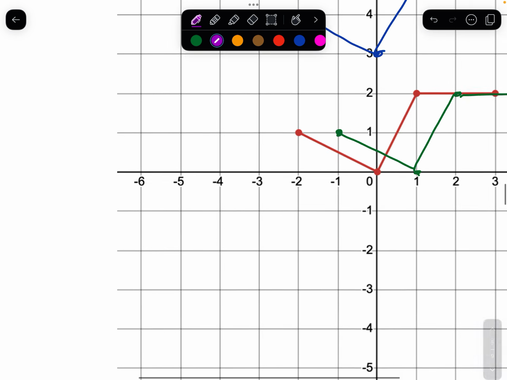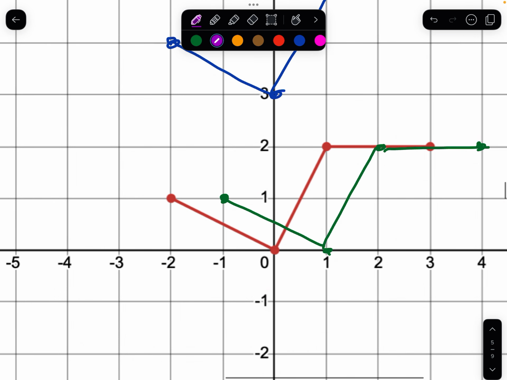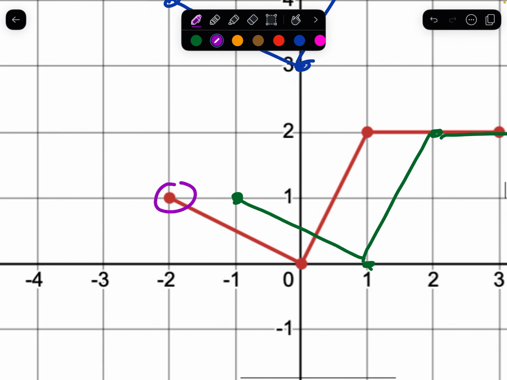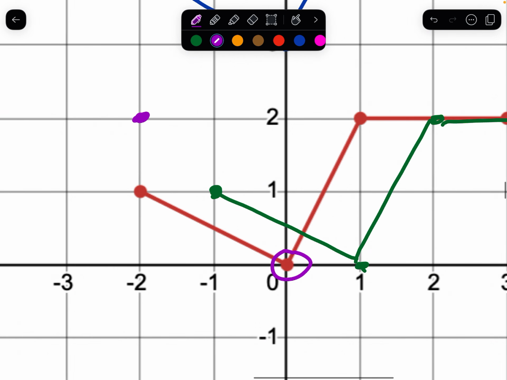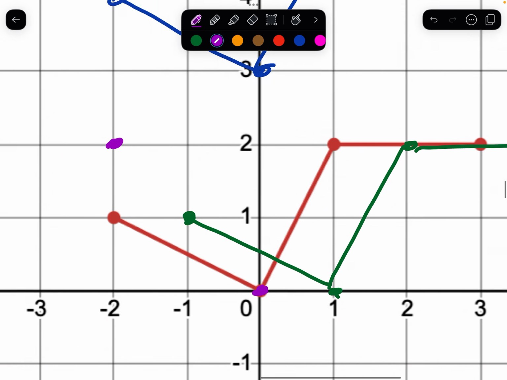So let's take all of the y values on the original red graph and let's stretch them by a factor of 2. Let's double them. For instance, this first point has a y value of 1. Let's double that. If you double 1, that turns into 2. This next point has a y value of 0. Well, if you take 0 times 2, you still get 0.